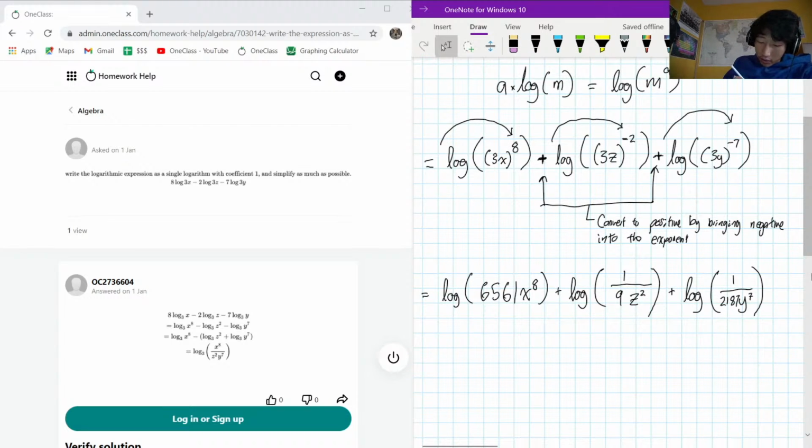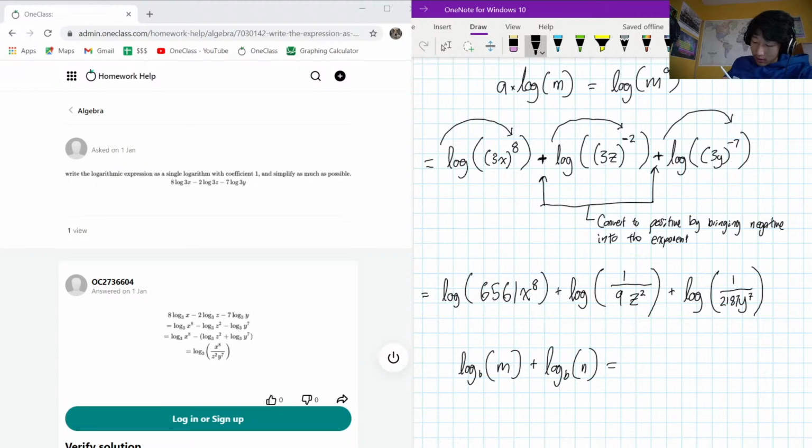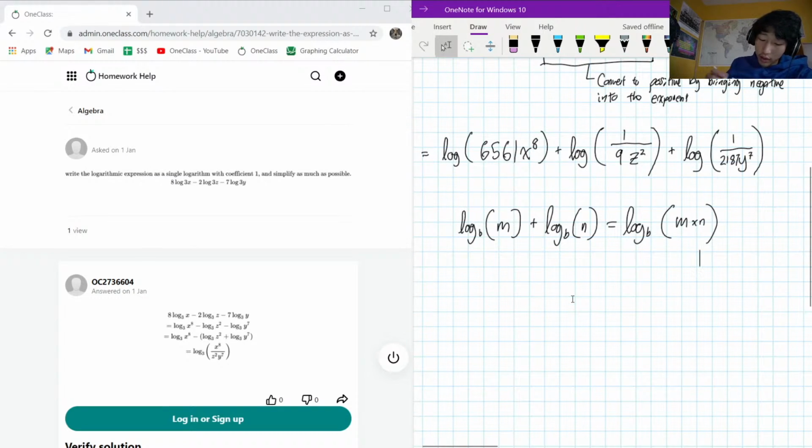Now, the next thing that we want to do is that we know that if we have log with the same base of m plus log of the same base with n, this is equal to log of the base of m times n. Okay, so if we have them added together, pretty much we can multiply all of their in bracket stuff together and make it a single log. And the coefficient is already 1 because that was our first step. So that brings us one step closer to victory. Here we got log. Now we just got to multiply all of the in bracket stuff together.